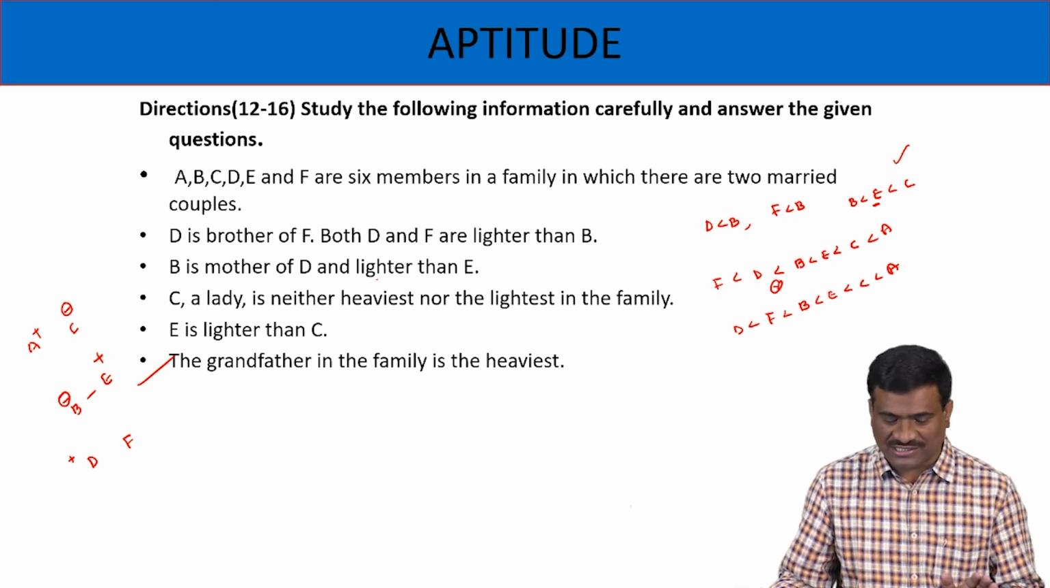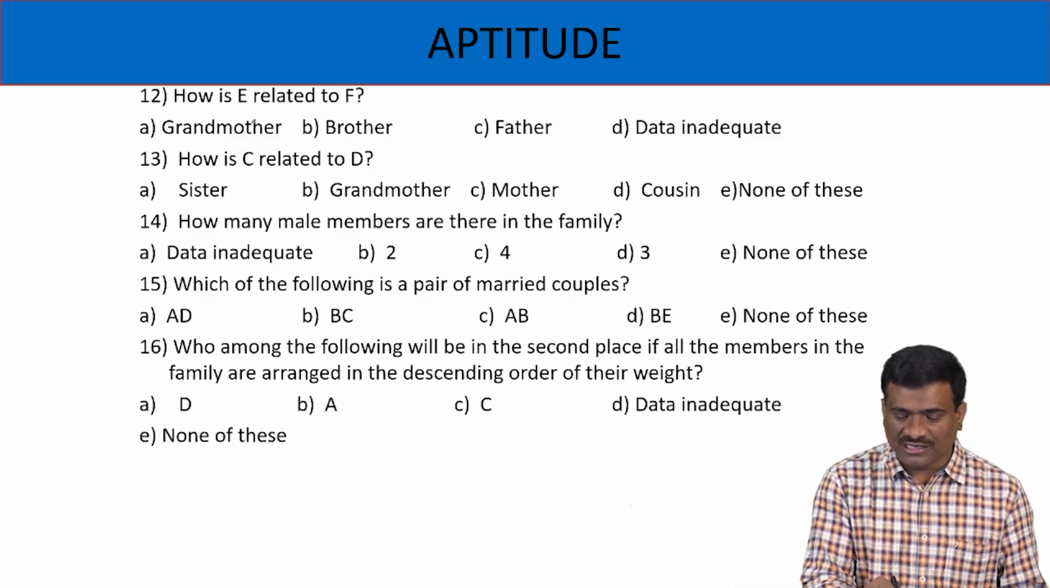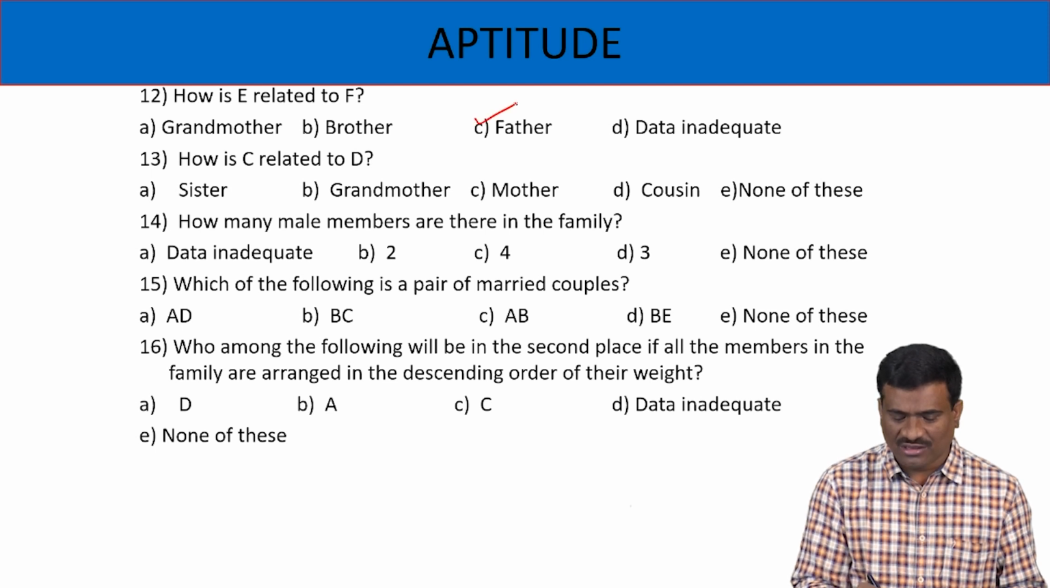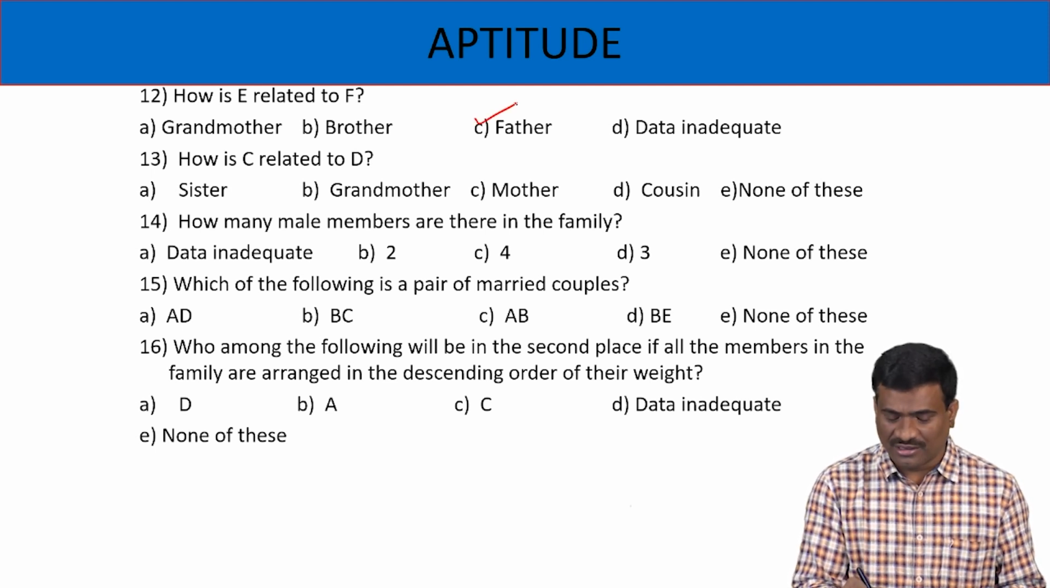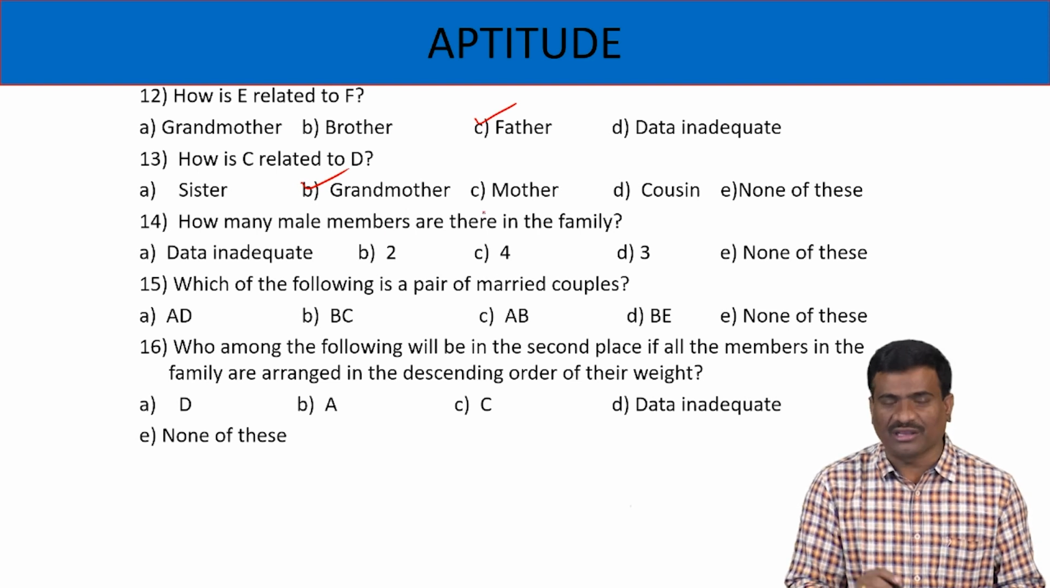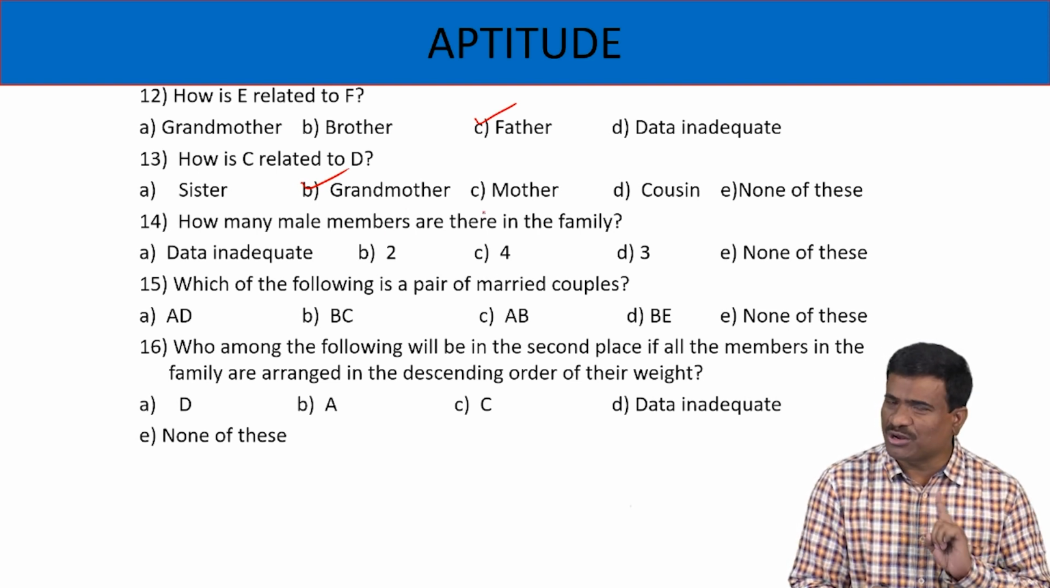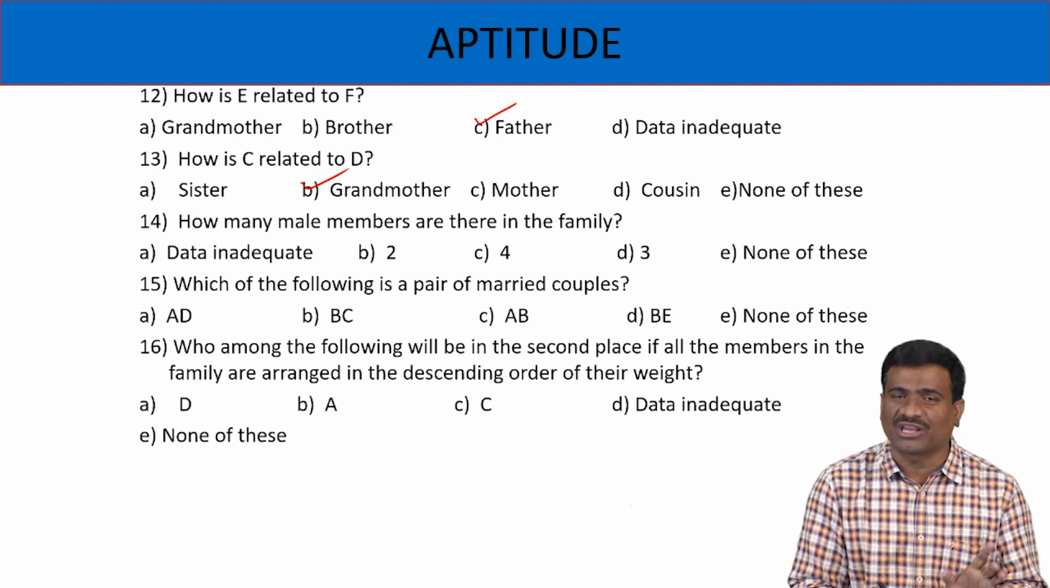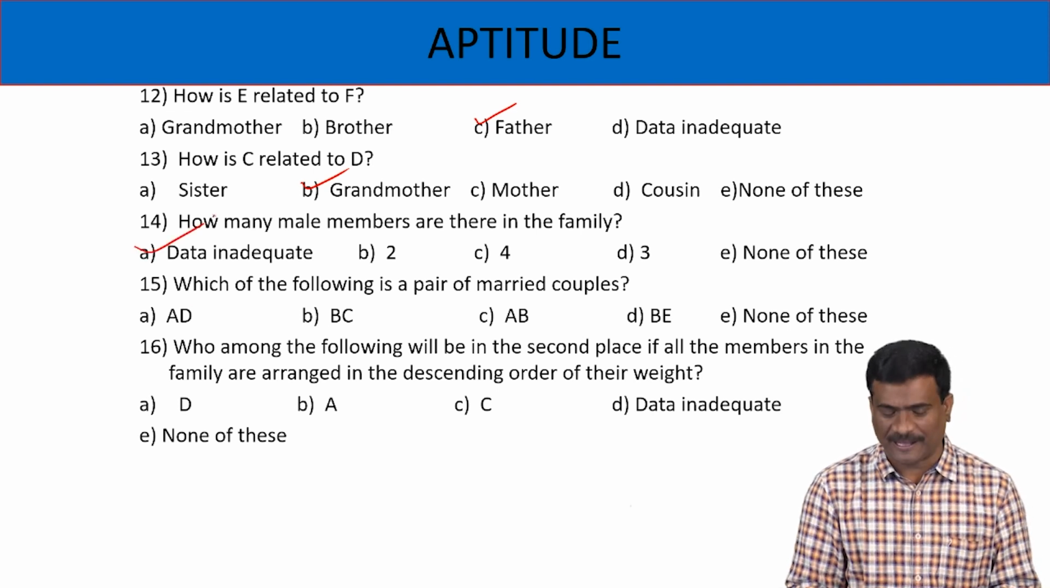Your next questions. Number 1, how is E related to F? Father. How is C related to D? C to D, grandmother. How many male members are there in the family? But F's relation is not given. If it were given it would be 3, but it is not given, so it is not possible. Option A.